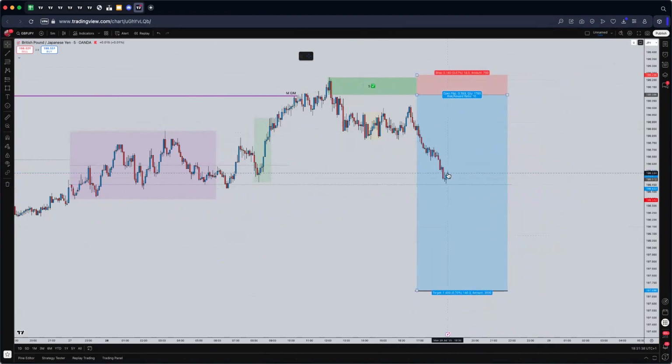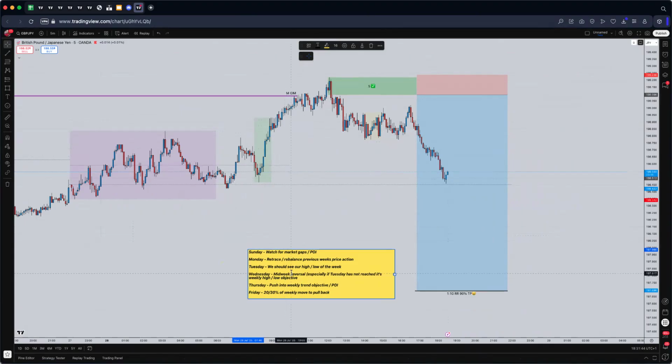So I'm just wondering, can this be a trade for tomorrow? As we already know how the week usually moves: Monday retrace slash rebalance previous week's price action. Tuesday we should see a high or low of the week. So it's not Tuesday yet, and I'm still hopeful that potentially this trade could play out tomorrow. Midweek reverse on a Wednesday, especially if Tuesday's objective has not been met. And then on Thursdays, we push into our point of interest slash gaps, whatever it is.